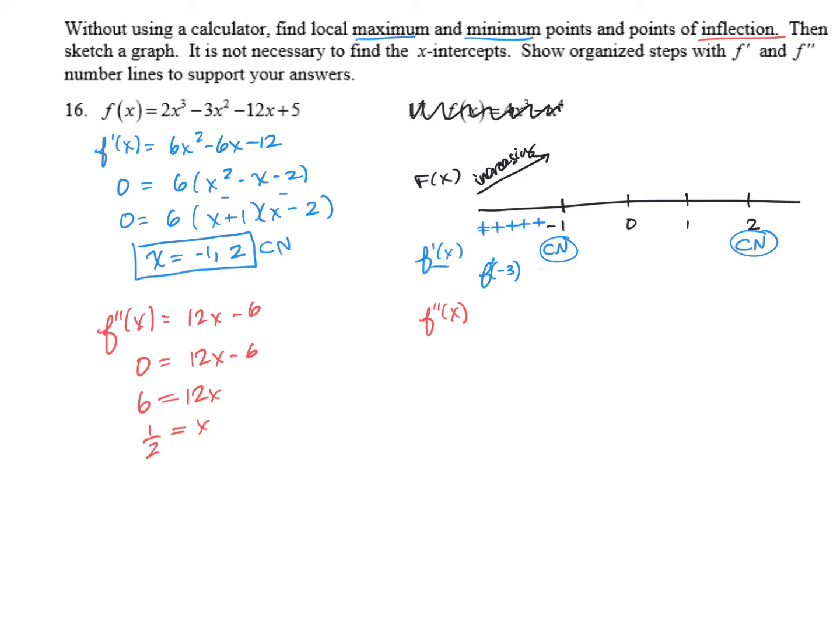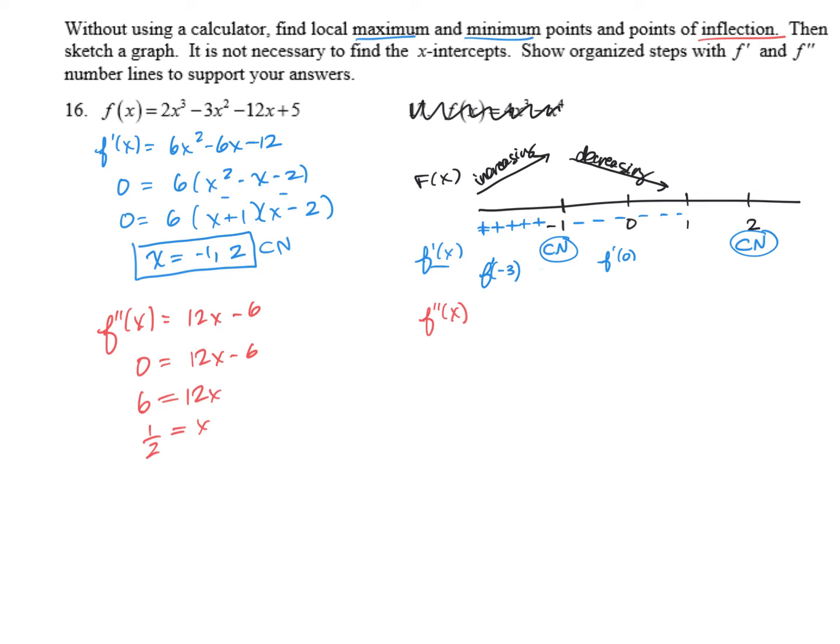So now let's look between negative 1 and 2. Let's try f prime at 0 and see what the sign is there. So f prime at 0 gives you a negative number. That means all the way between here is going to be negative. And if our derivative is negative, f of x is decreasing.